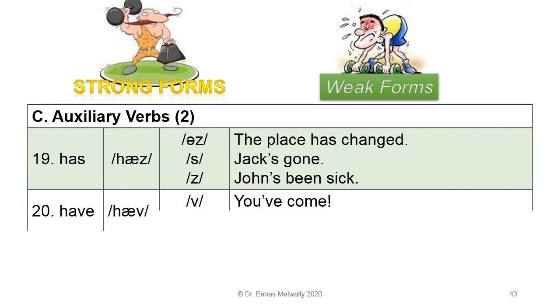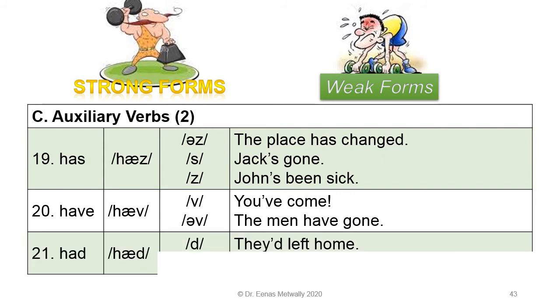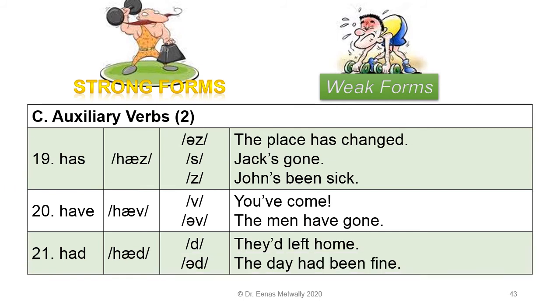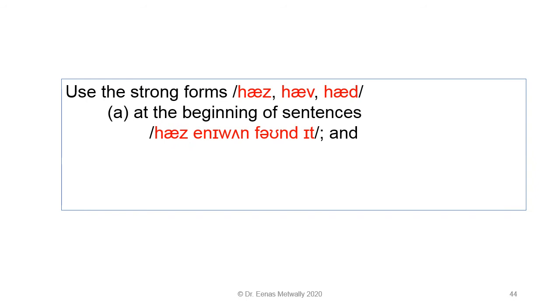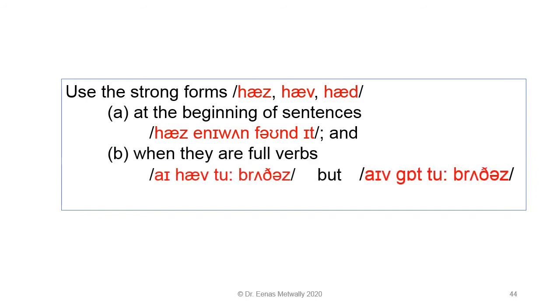Have becomes v, you've come, or of, the men have gone. Had becomes the, they'd left home, or ud, the day had been fine. Always remember to use the strong forms has, have, and had at the beginning of sentences. Has anyone found it? And when they are full verbs. I have 2 brothers, but I've got 2 brothers.